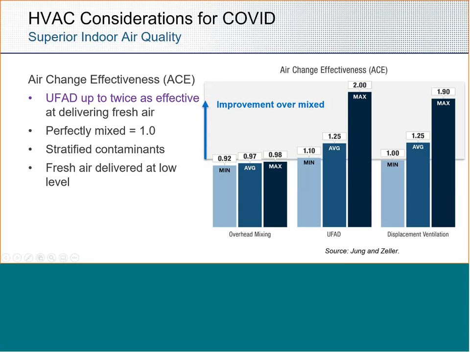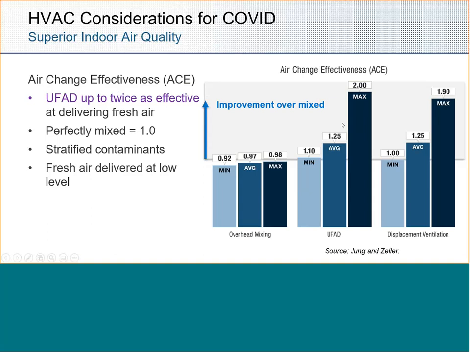So it's basically a ratio, if I could summarize it simply like that. A higher air change effectiveness means that the air is getting to the breathing zone quicker than it takes to get to the return. And so a higher number of ACE means it's improving how quickly and effectively that air distribution system gets the air to the breathing zone directly.